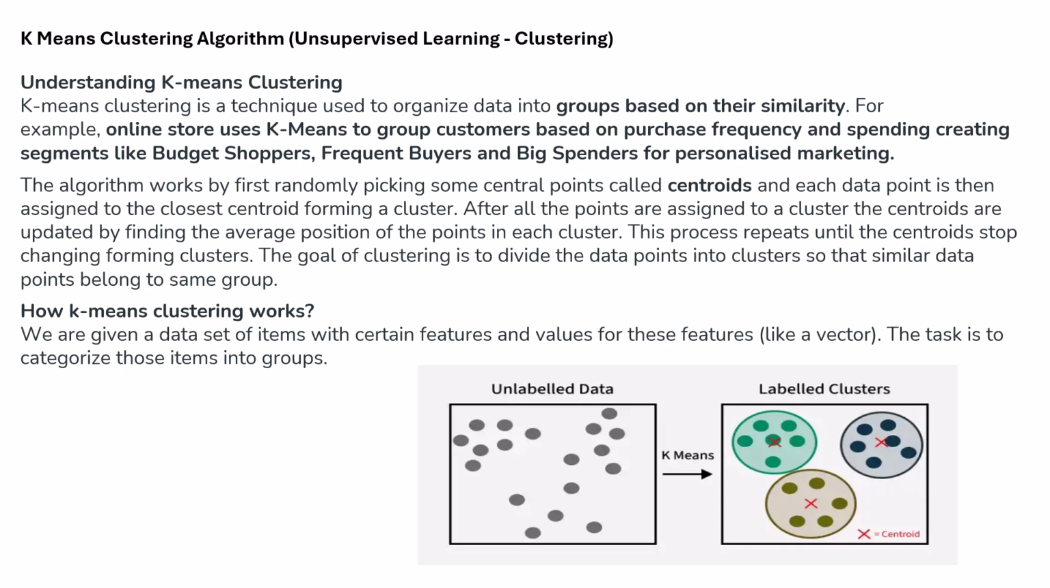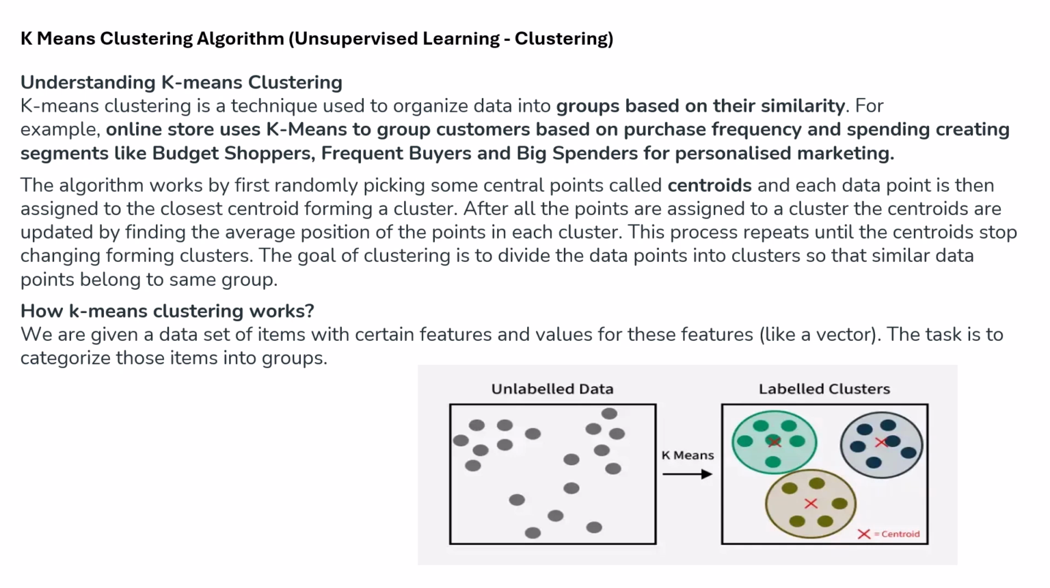K-means clustering algorithm, an unsupervised learning clustering algorithm. This is understanding K-means clustering. K-means clustering is a technique used to organize data into groups based on their similarity. For example, an online store uses K-means to cluster customers based on purchase frequency and spending, creating segments like budget shoppers, frequent buyers, and big spenders for personalized marketing.